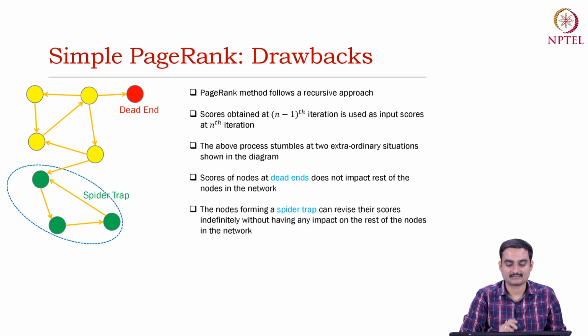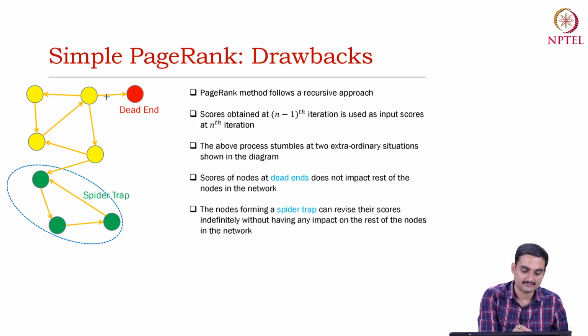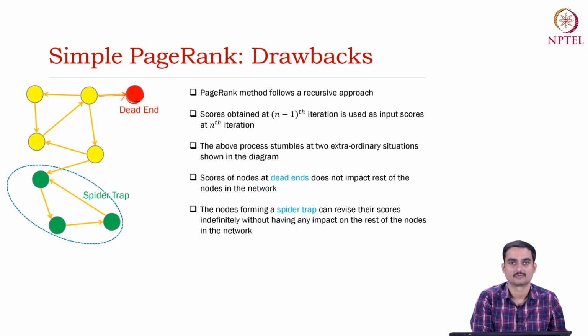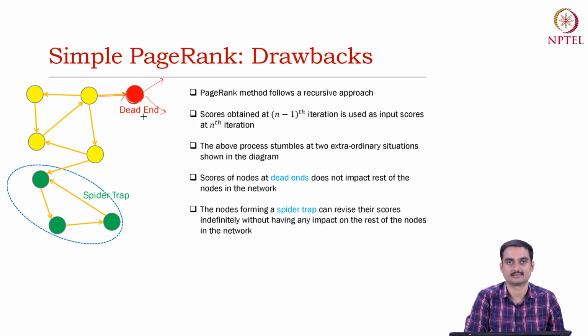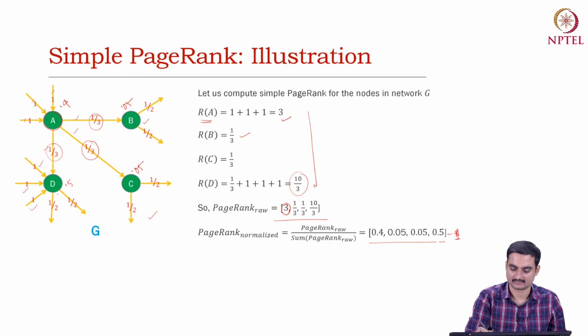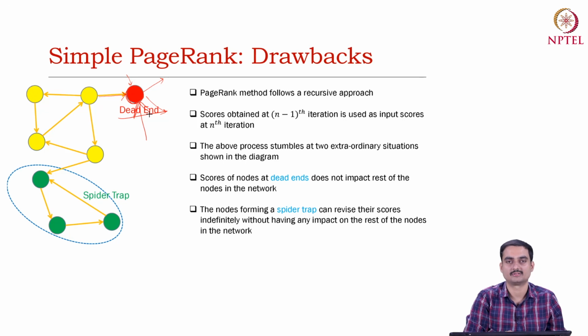But what is the problem here? In this approach there are two problems. The first problem is if you somehow reach a node which does not have any outward edges, forward edges, what would happen? You basically stop here. You can't move further. This kind of node is called a dead end, because you won't be able to move further. There are no outward edges, no forward edges. So if you follow this process, when you come here, you won't be able to proceed further.